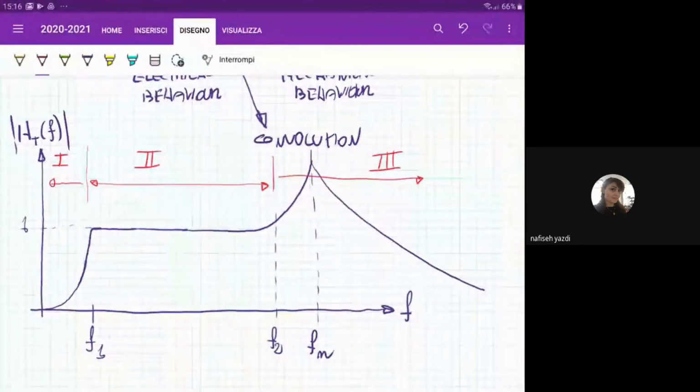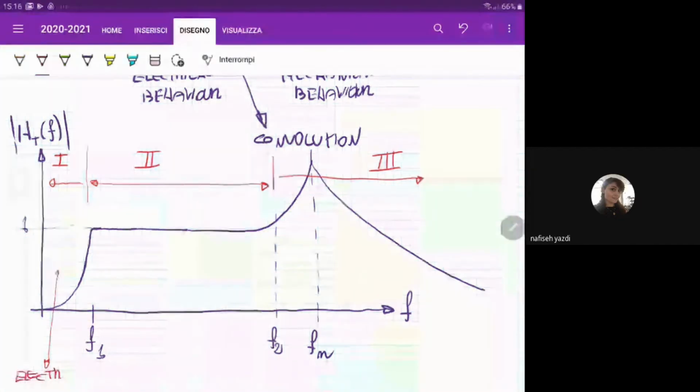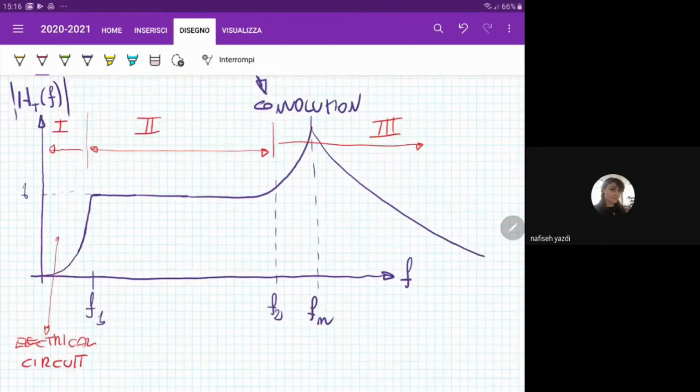So let me write here that this region is driven by the electrical circuit, the first that I presented. Then here we got the typical operating region.